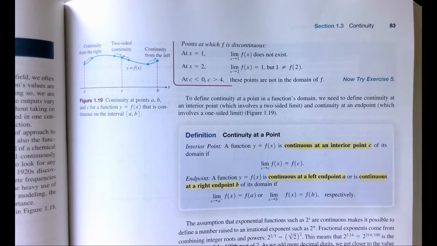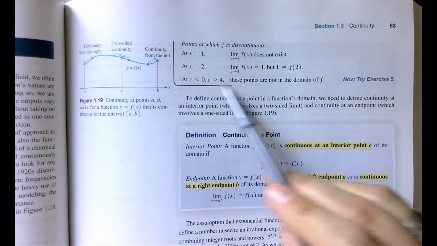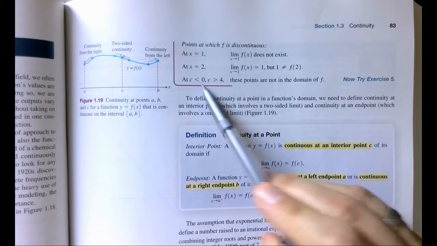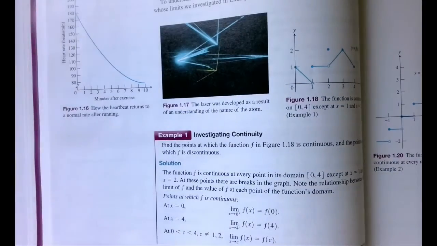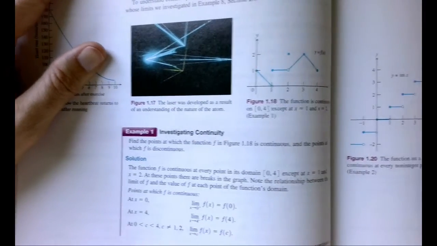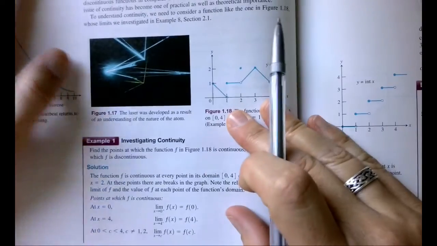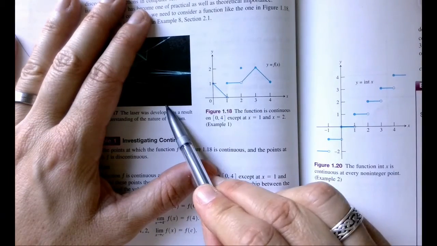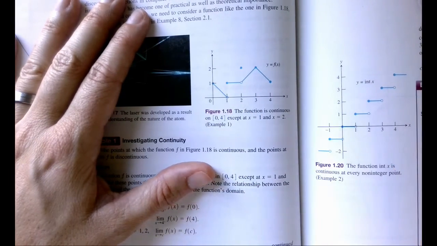And in this last component, any value less than 0 or more than 4 is automatically not going to be continuous or discontinuous. It doesn't exist, so we can't evaluate it, because if I'm less than 0, I'm on this side. If I'm more than 4, I'm on this side.